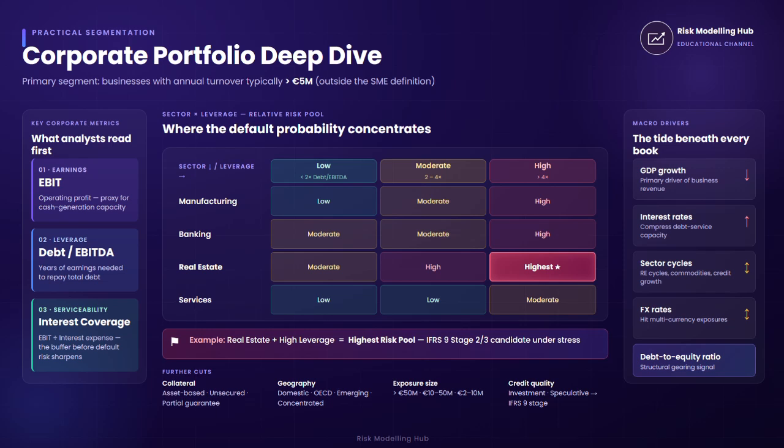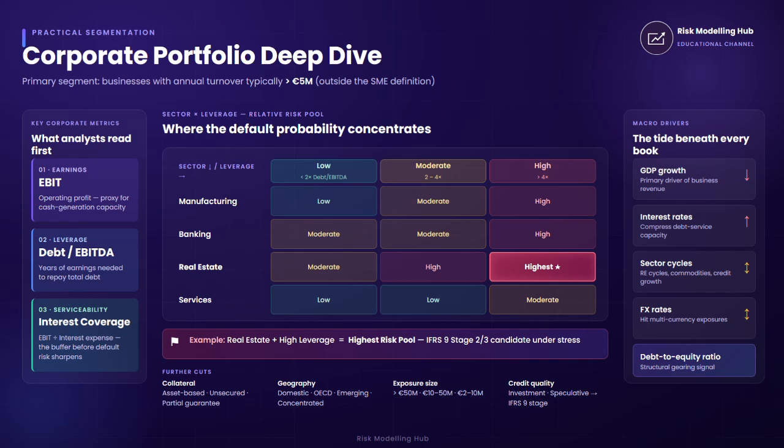Now, different sectors concentrate defaulters differently based on the leverage levels. Manufacturing shows low default risk at low leverage but escalates to higher risk at elevated leverage. Banking sits consistently moderate to high across all the leverage tiers due to regulatory and cyclical sensitivity. Real estate creates the most concerning risk profile. High leverage in this sector triggers the highest default concentration, which is marked as highest. Services maintains relatively low to moderate risk across leverage bands due to asset-light business models.